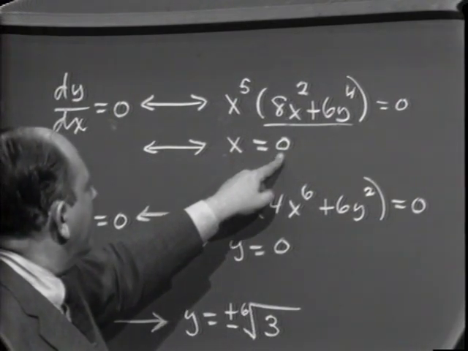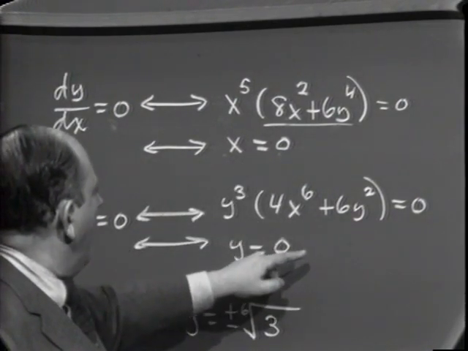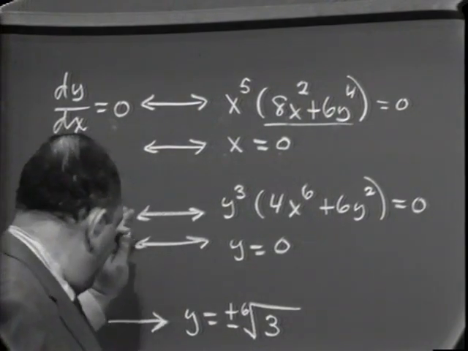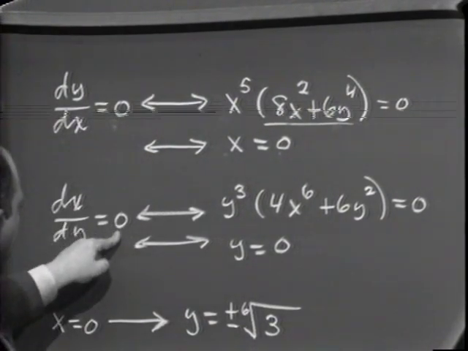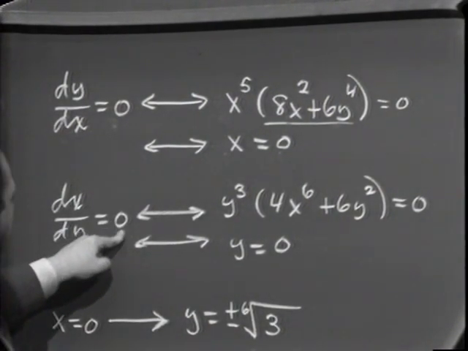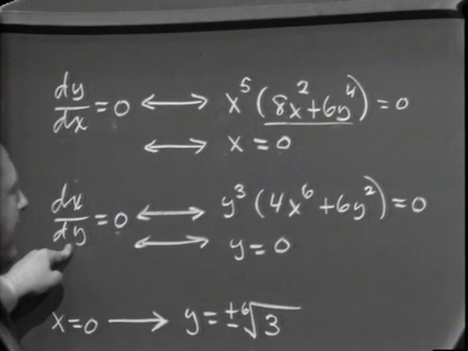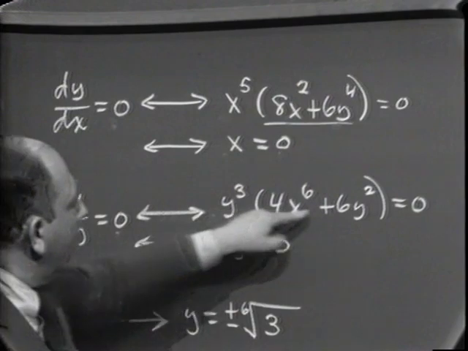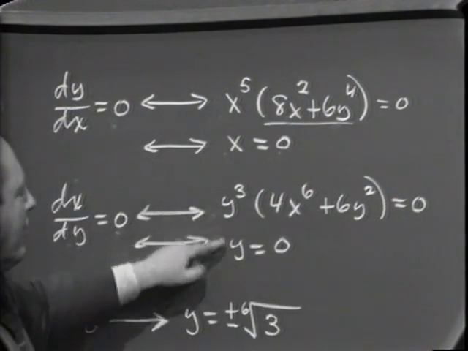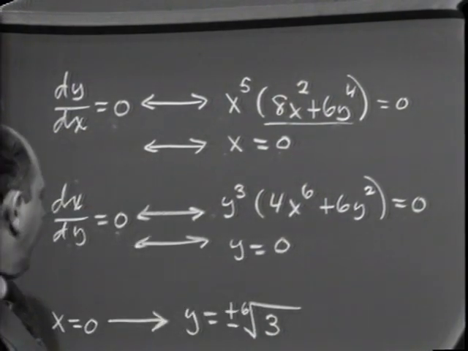And because of the particular equation, when x is 0, well, we'll go back to that in a minute. Let's just check to see what's happening here. The denominator will be 0. In other words, when dx/dy is 0, 1 over dy/dx, you see, only when this factor here is 0, and that occurs again only when y is 0.